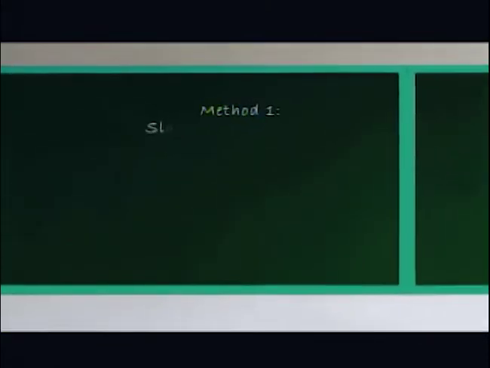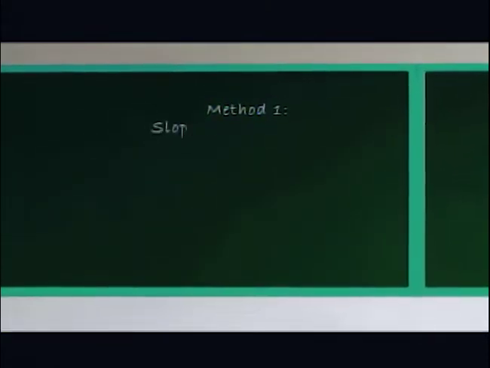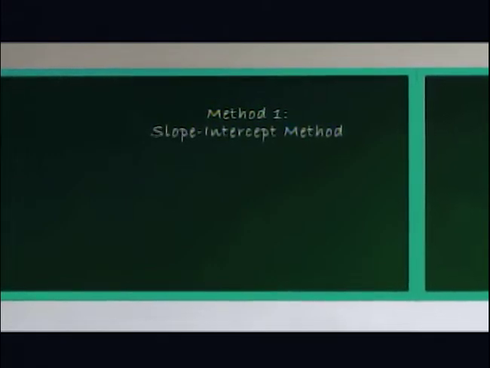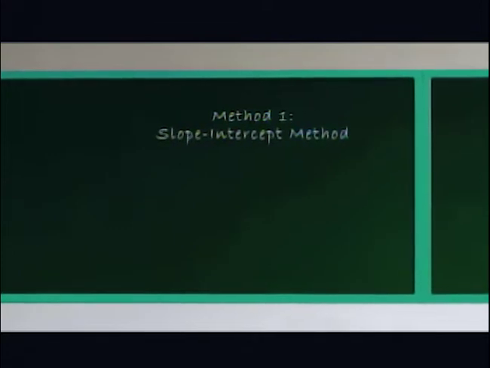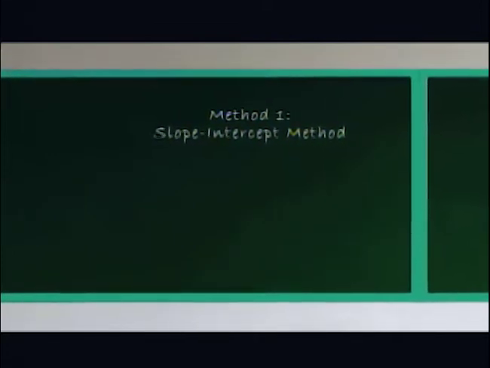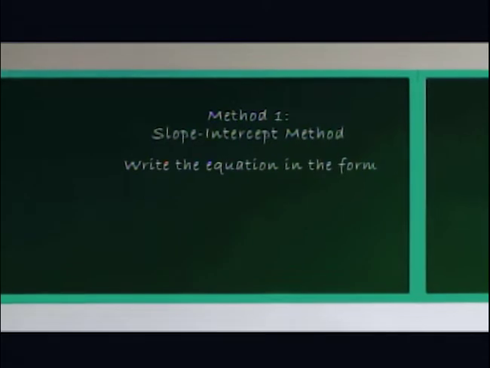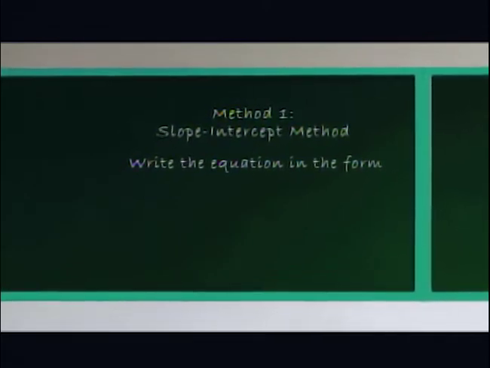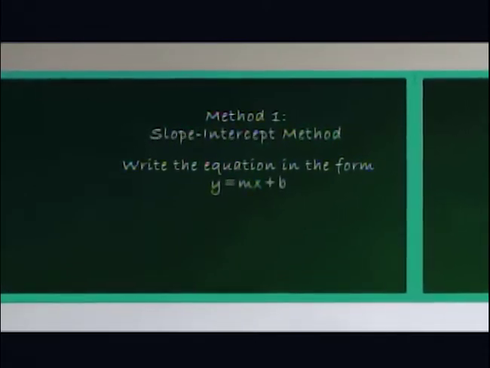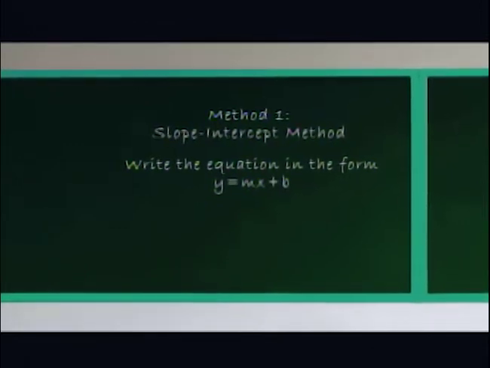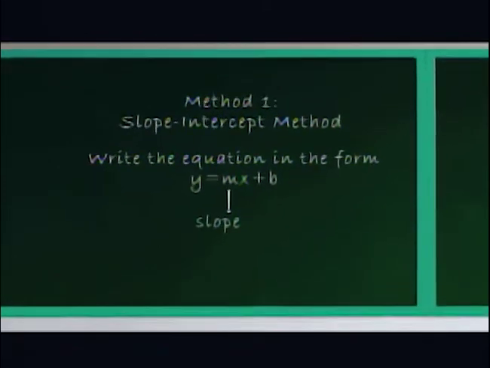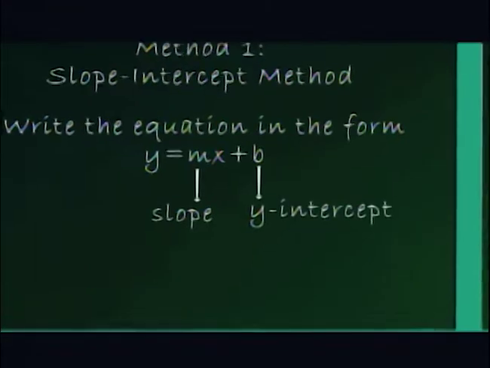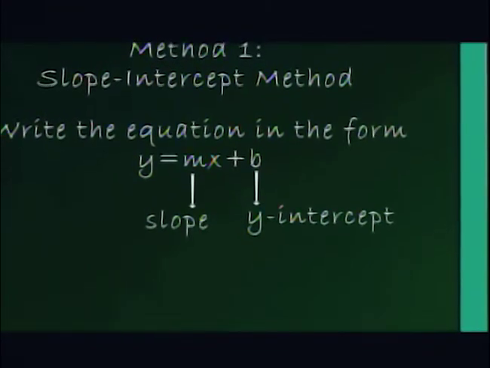The first method of graphing linear equations is called the slope-intercept method. Ito ay dahil gagamitin natin ang slope at ang y-intercept para mag-graph ang linear equation. First, we need to write the equation in the form y is equal to mx plus b. In this equation, the m refers to the slope of the line and b refers to the y-intercept.